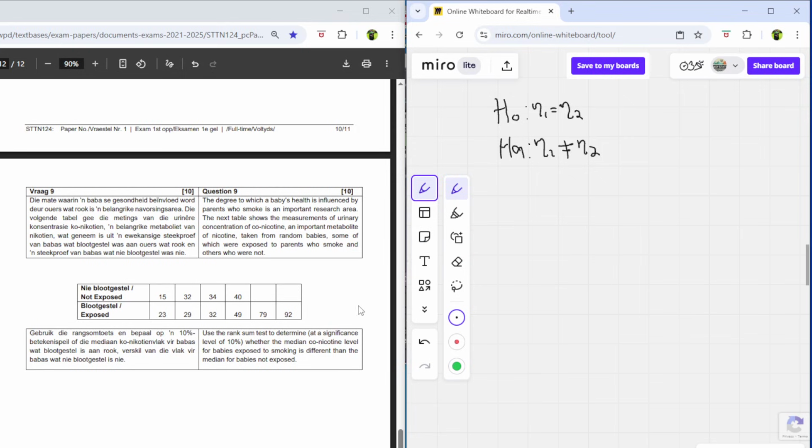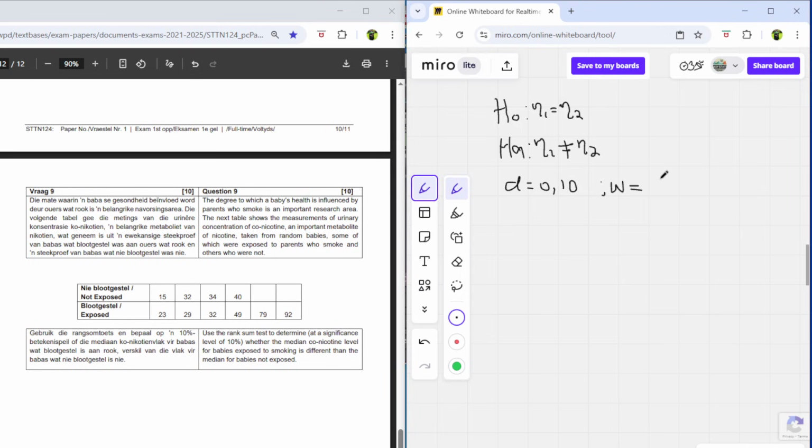Now they say we use the rank sum test, right? So this is our first step. The first step is to write the null and alternative hypothesis. The second step is to specify significance level and test statistic. Significance level is alpha, which is equal to 0.10, and the test statistic that we're using is the Wilcoxon rank sum test, which is W.